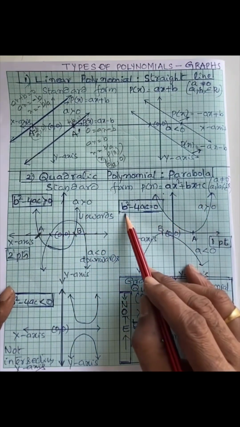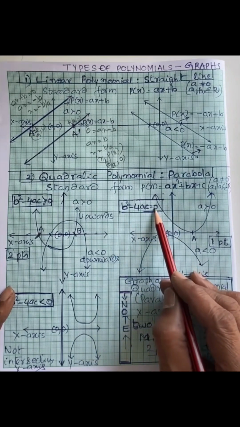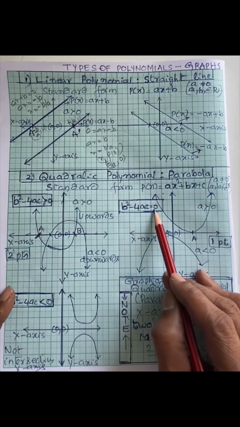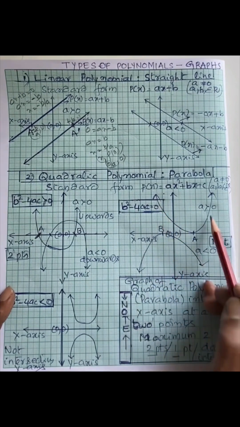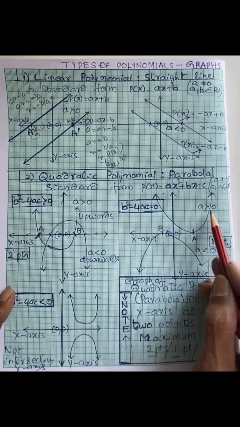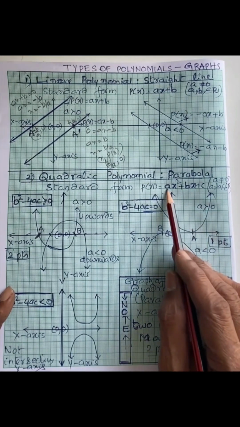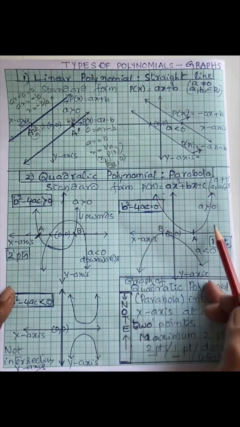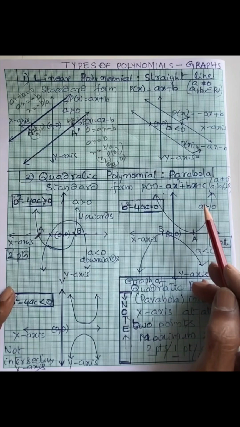And if b squared minus 4ac is equal to 0, that is, the discriminant is 0, then the graph of the quadratic polynomial, the parabola, touches the x-axis at only 1 point. If a is greater than 0, this parabola is like this, upwards.